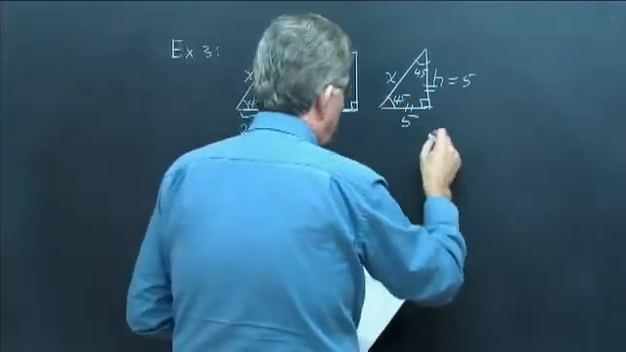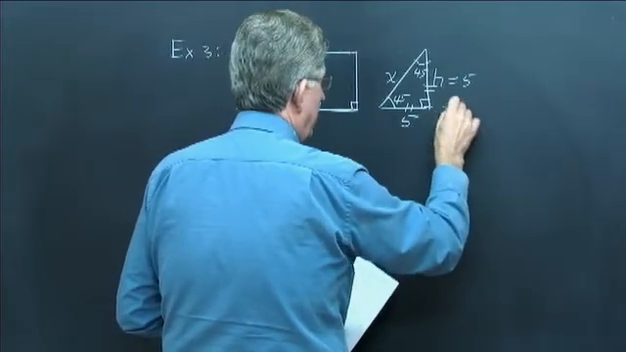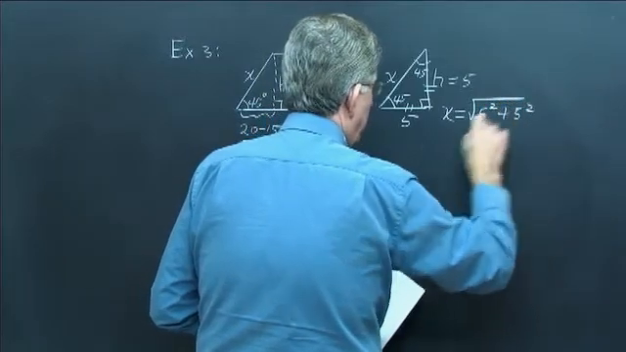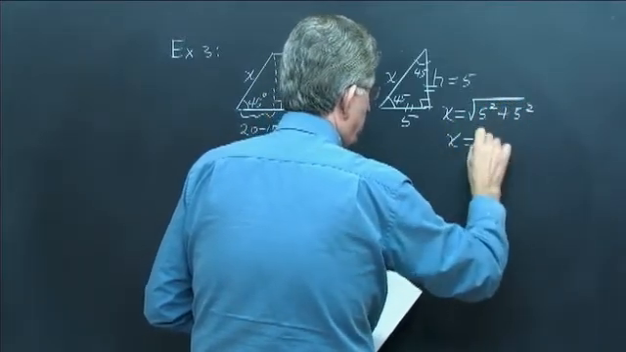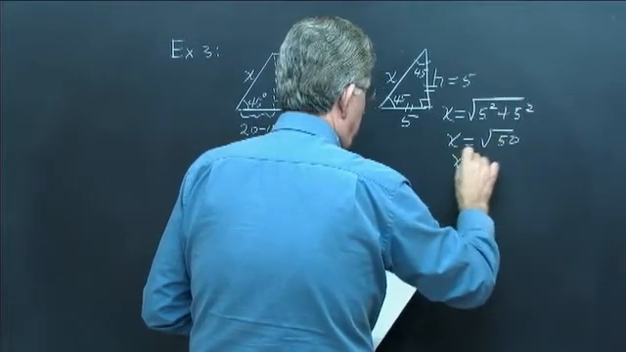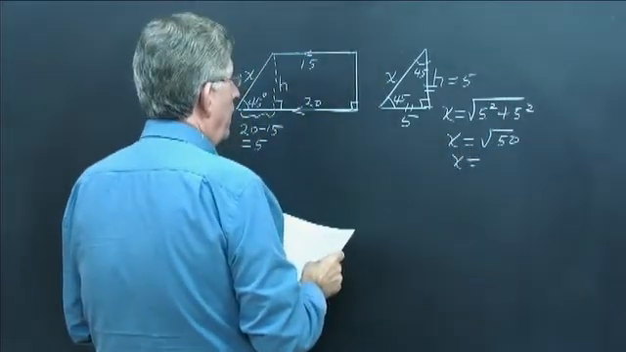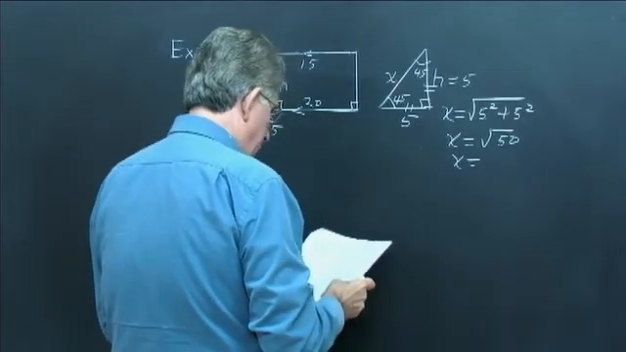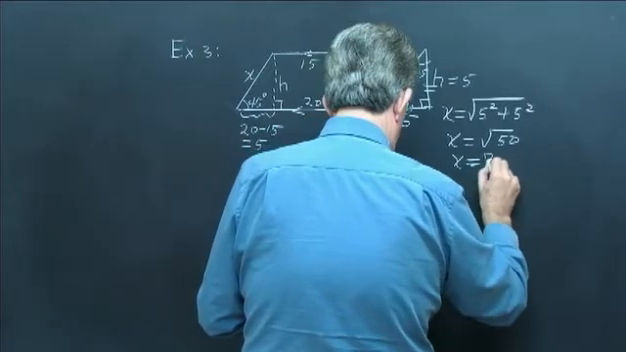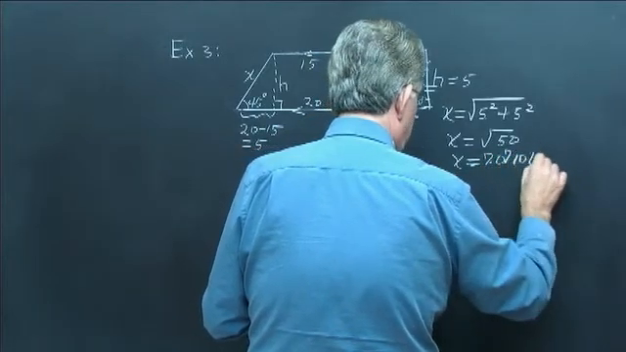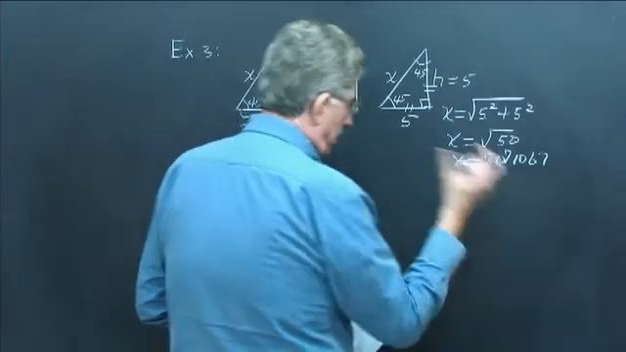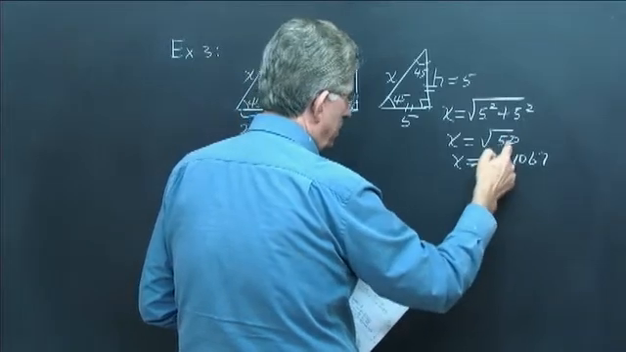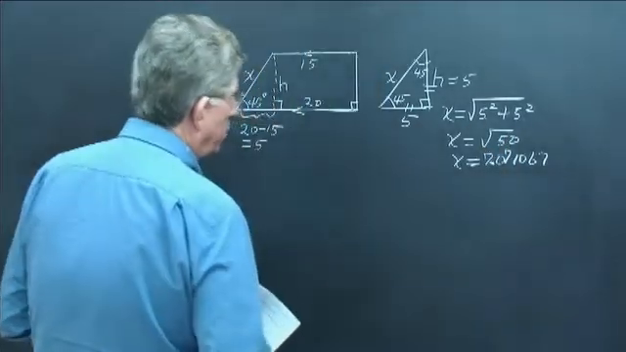Now you can get the x with the Pythagorean theorem like this. You can say x is the square root of 5 squared plus 5 squared. So that's the square root of 25 plus 25, which is 50. And if we do that on the calculator, x is 7.071067. That's about right. Now think of reasonable. Does that sound right? Well, 7 times 7 would be 49, so that's just a little over 49. That looks like a reasonable square root.